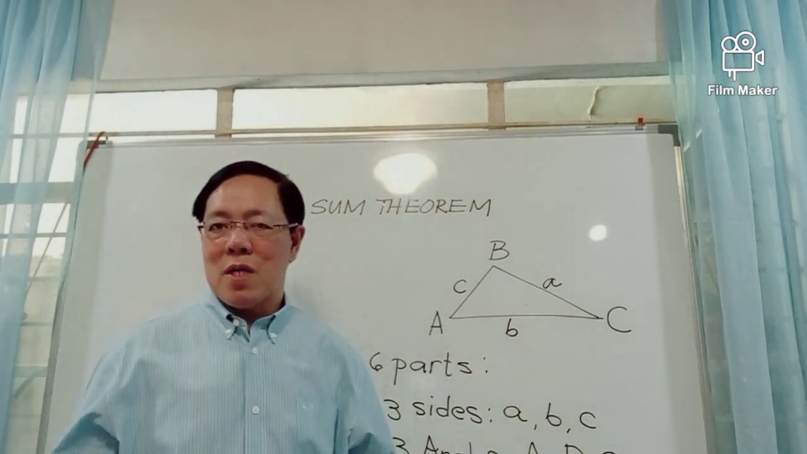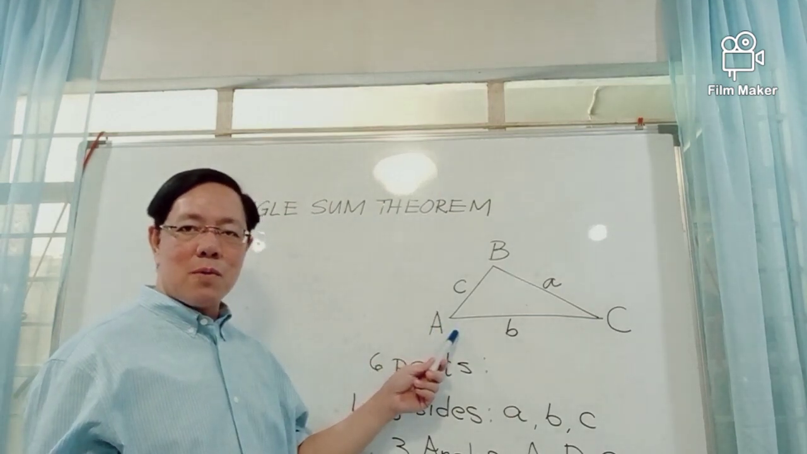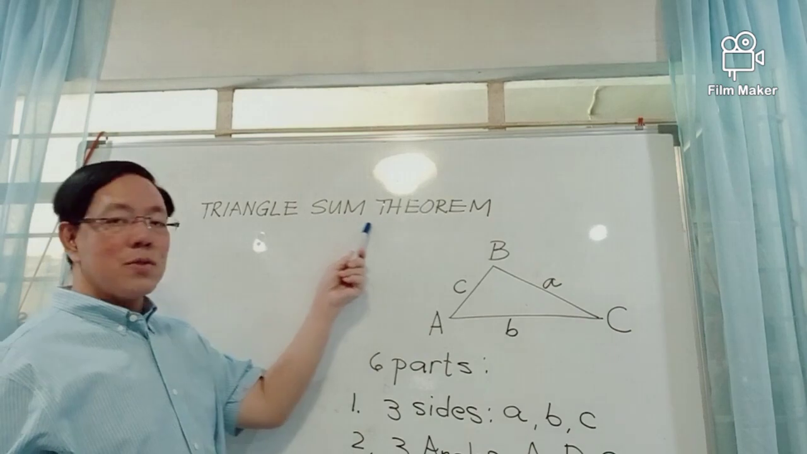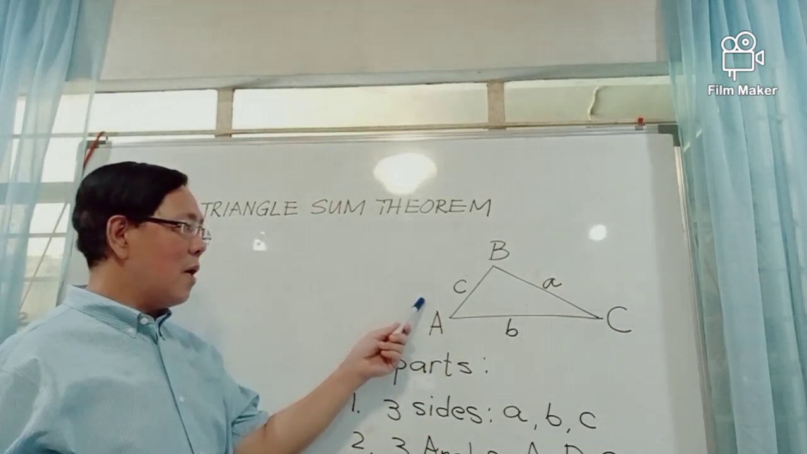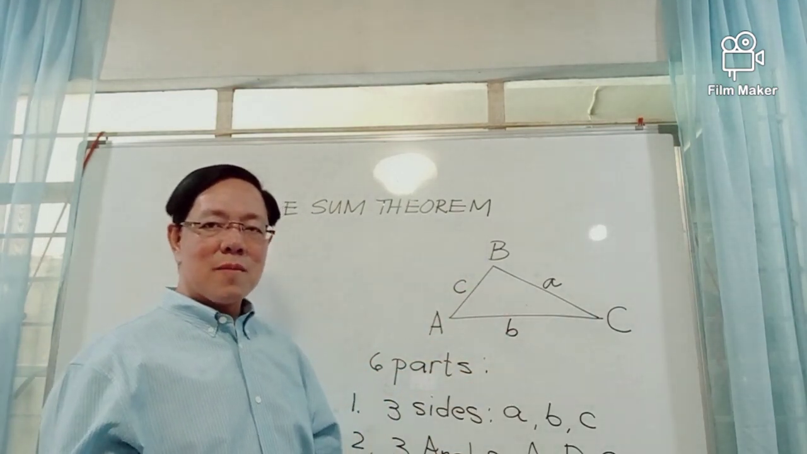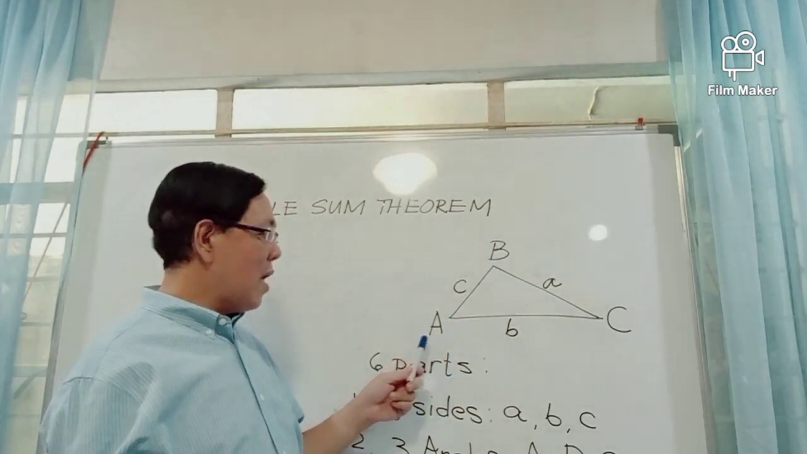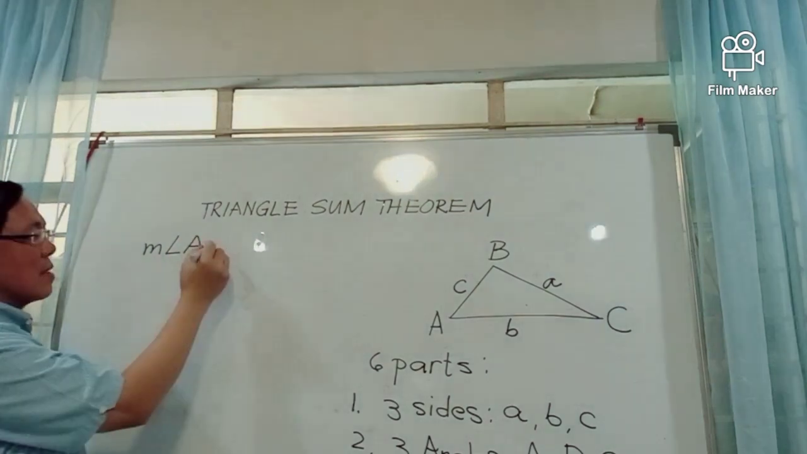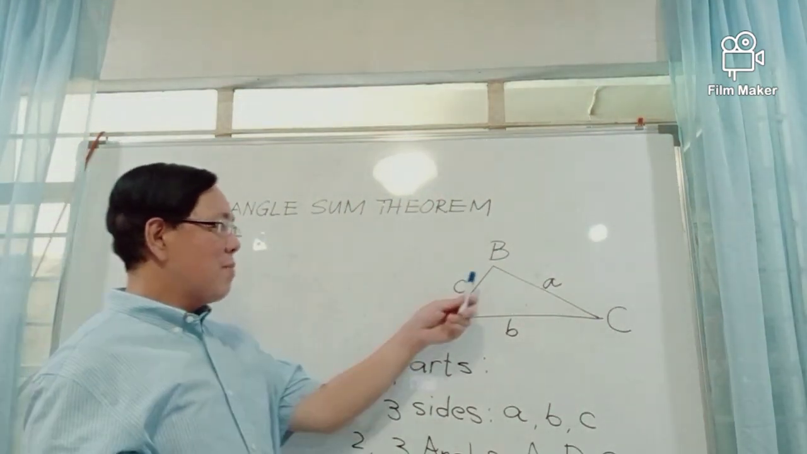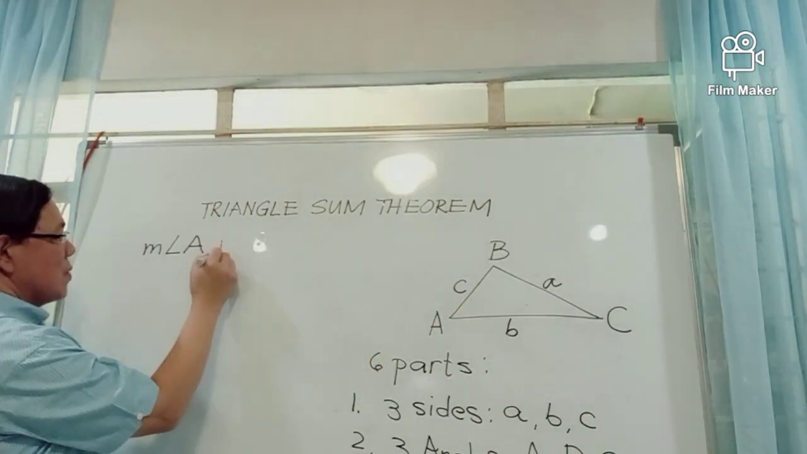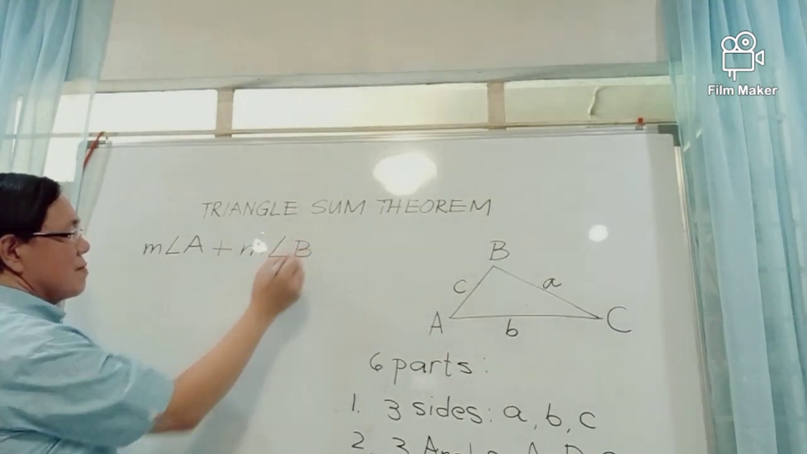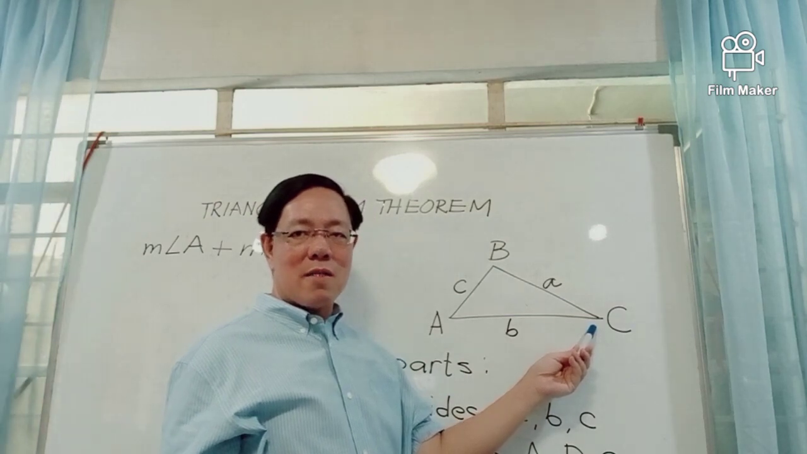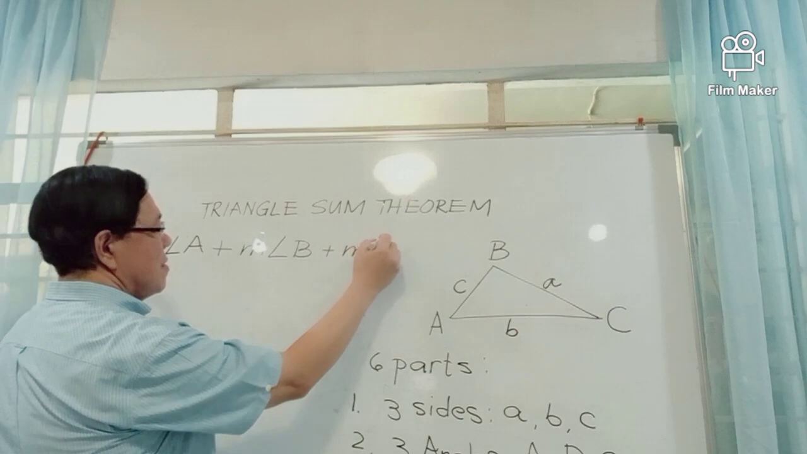Now we write the triangle sum theorem in symbols using the notations we have used to denote the 3 angles of this triangle. Again, the triangle sum theorem states that in any triangle, the sum of the 3 angles is 180 degrees. So the measure of angle A, we denote by this notation, m∠A. To the measure of angle A, we add the measure of angle B, which we denote by m∠B. And to the sum of the measures of angles A and B, we add the measure of angle C, plus m∠C.